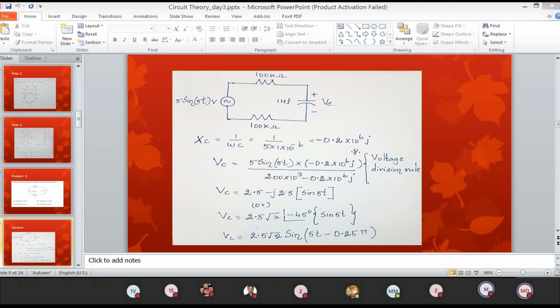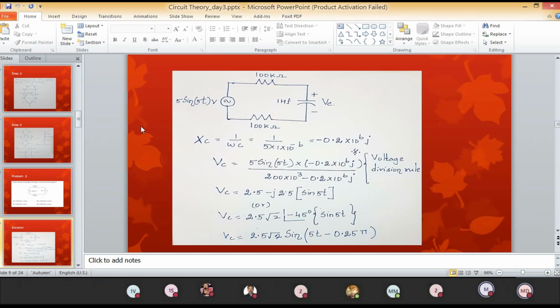So 5 into sin 5t into minus 0.2 into 10 power 6 j divided by 200 minus 0.2 into 10 power 6 j. So 2.5 minus j 2.5 sin 5t, or 2.5 root 2 angle minus 45 degree. That is, I'm converting rectangular form to polar form. And then I'm converting to radians: 5t minus 0.25 pi. That is 45 into pi divided by 180 degrees.